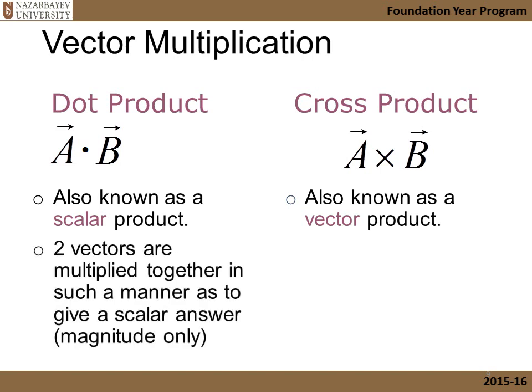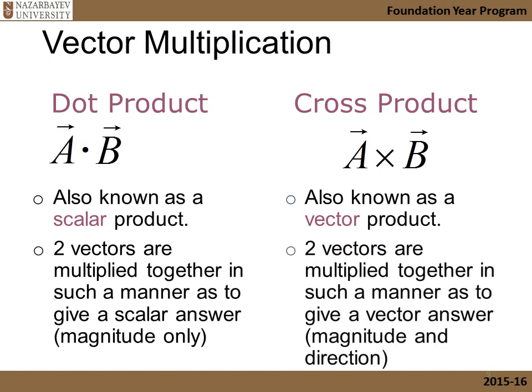If we implement dot product, our two vectors are multiplied together in such a manner as to give a scalar answer, magnitude only. So the result of our dot product will be a scalar. If we implement cross product, our two vectors are multiplied together in such a manner as to give a vector answer, magnitude and direction. So the result of our cross product will be a vector.